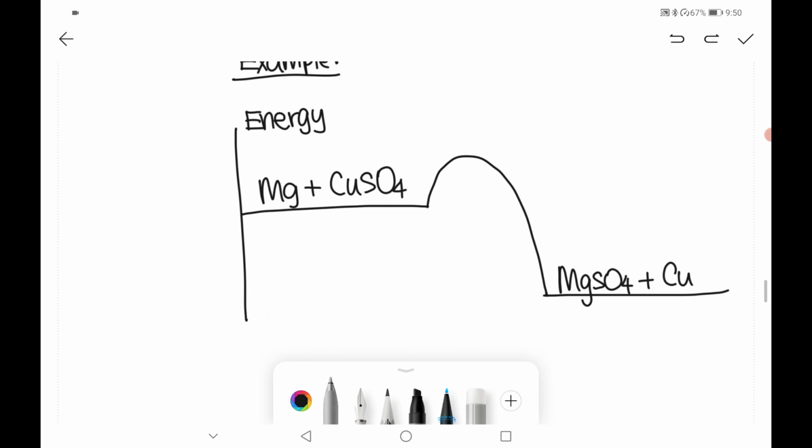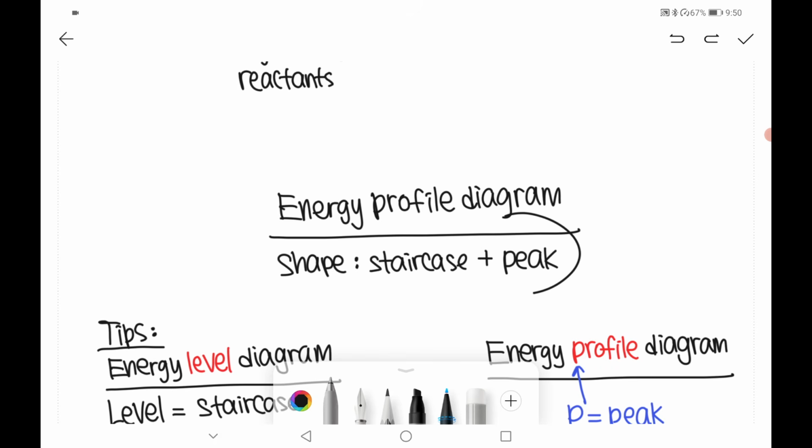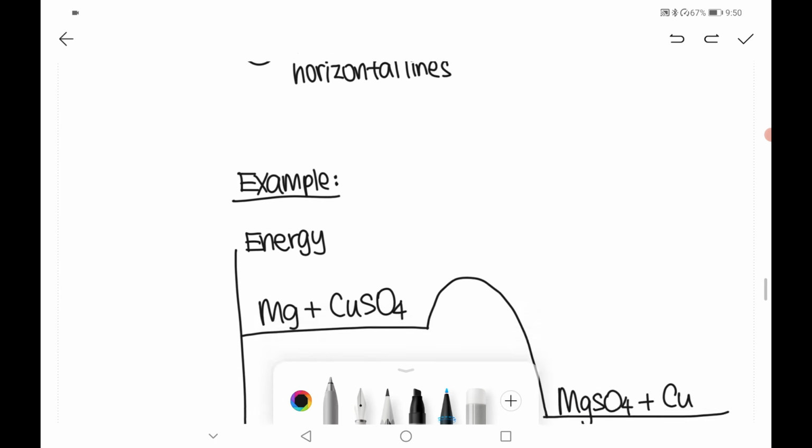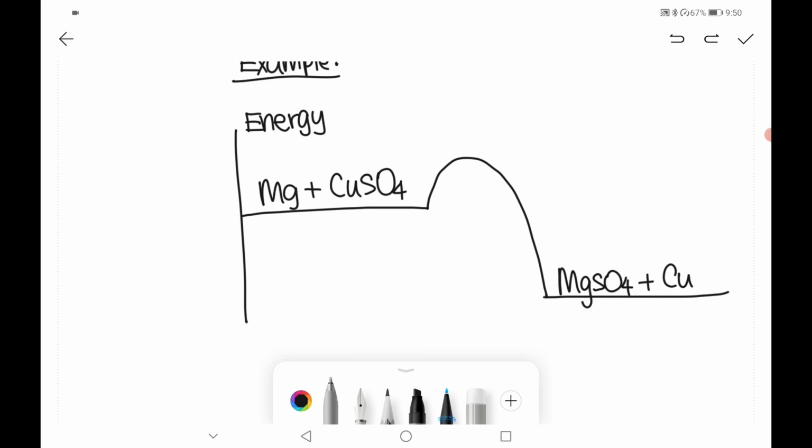You see the energy profile diagram, you have the staircase and you have the peak. So you can see now I still have the staircase, the ladder, and I have a peak, a mountain. This is how we modify.